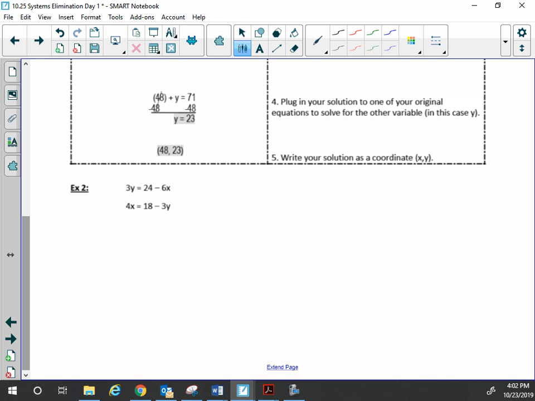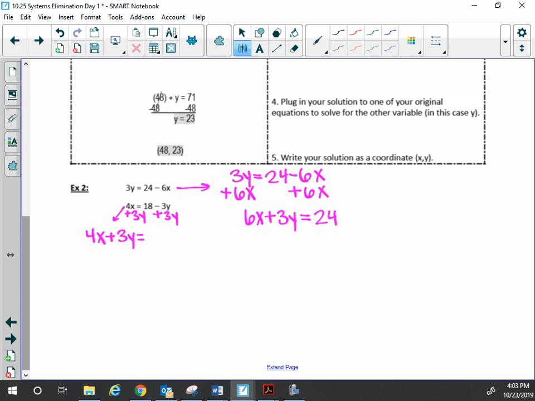So 3y equals 24 minus 6x, and 4x equals 18 minus 3y. As we can tell, the variables are not lined up. I've got x and y over each other, and our constants are lined up, but we need to manipulate a little bit just to get that together. So if I take this equation and add 6x to the other side, I've got 6x plus 3y equals 24. And then I can take this equation and move 3y to the other side. So I've got 4x plus 3y equals 18.